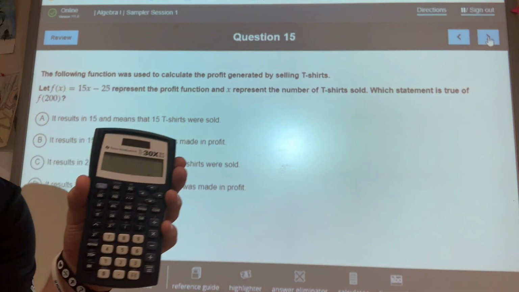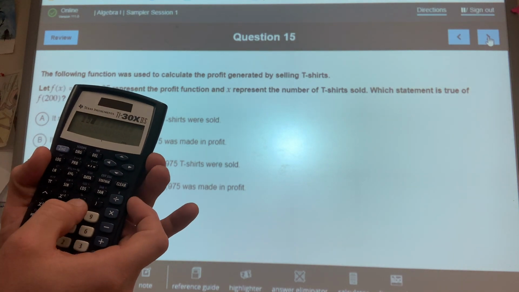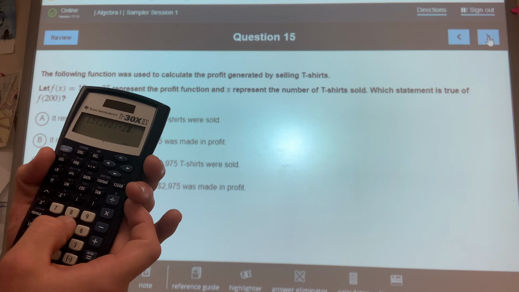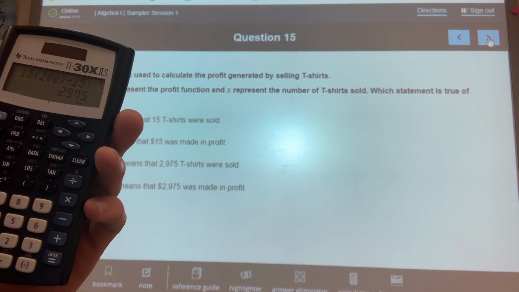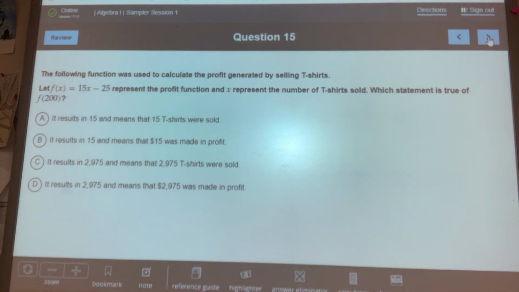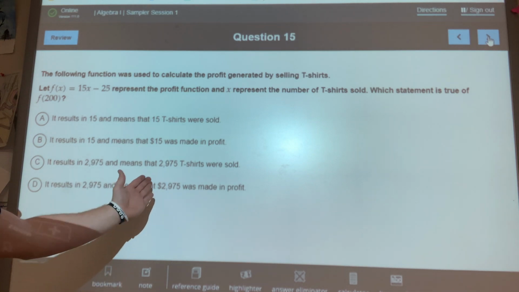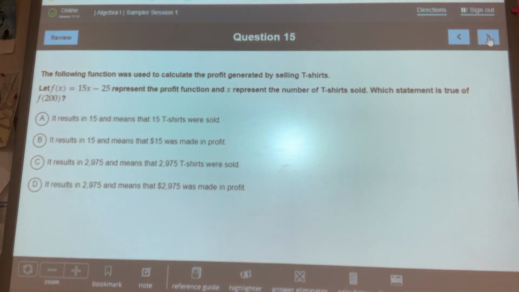Okay, so when I do this, I simply need to do 15 times 200 minus 25. And I got 2,975. So what that says is it results in 2,975, and it means that $2,975 was made in profit. So my answer is going to be D.